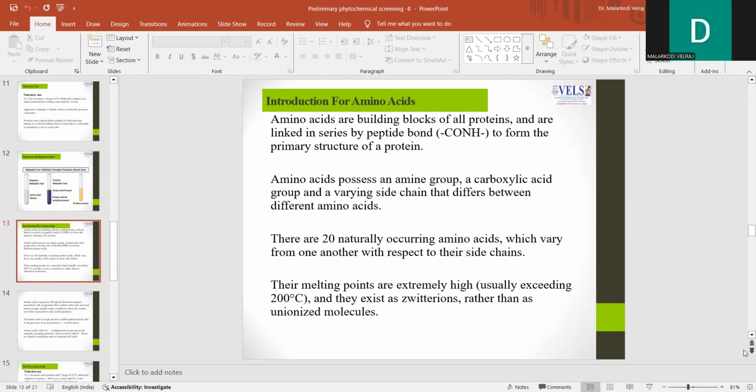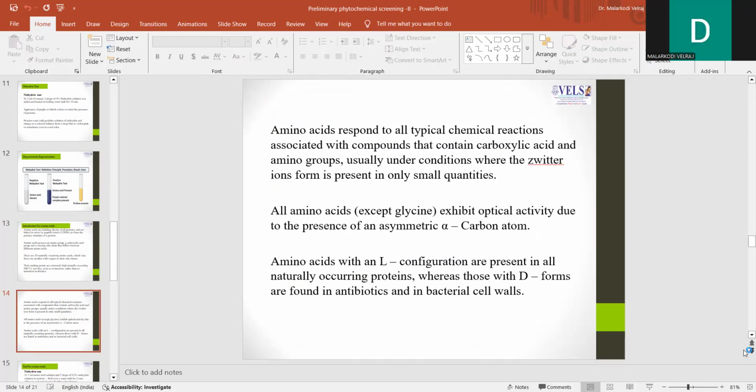There are 20 naturally occurring amino acids which vary from one another with respect to their side chains. Their melting points are extremely high, usually exceeding 200 degrees centigrade, and they exist as zwitterions rather than unionized molecules. Amino acids respond to all typical chemical reactions associated with compounds that contain carboxylic acid and amino groups, usually under conditions where the zwitterion form is present in only small quantities.